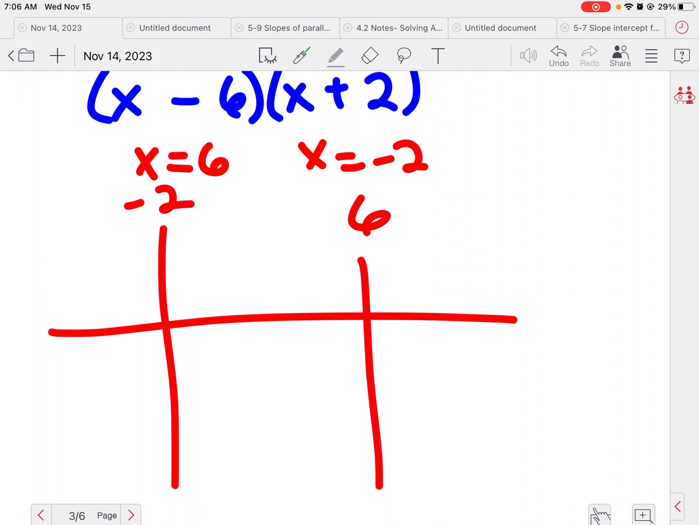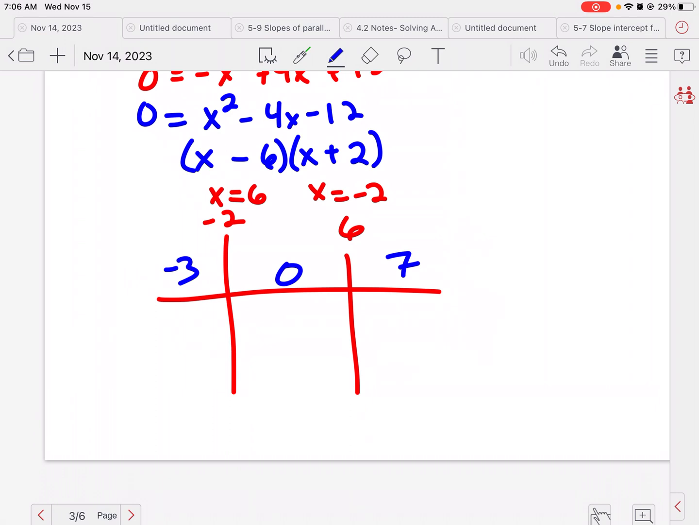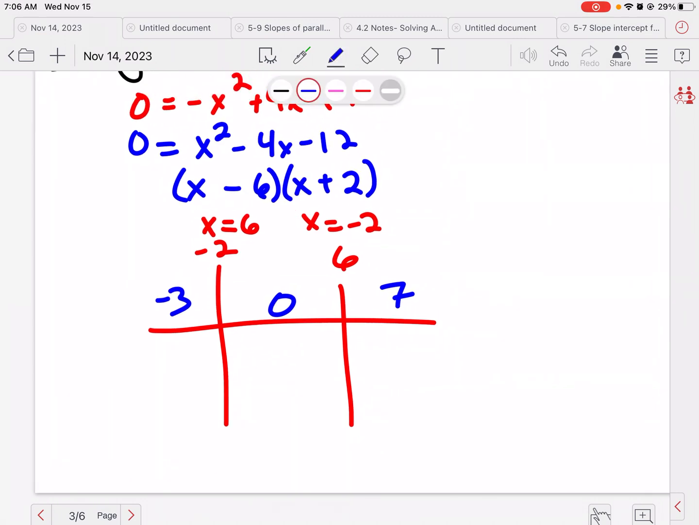And we're going to test points. So 0 is between this. This would be negative 3. This would be 7. Okay? We're going to go ahead and plug that in. So the 0 is going to be 12, which is positive.